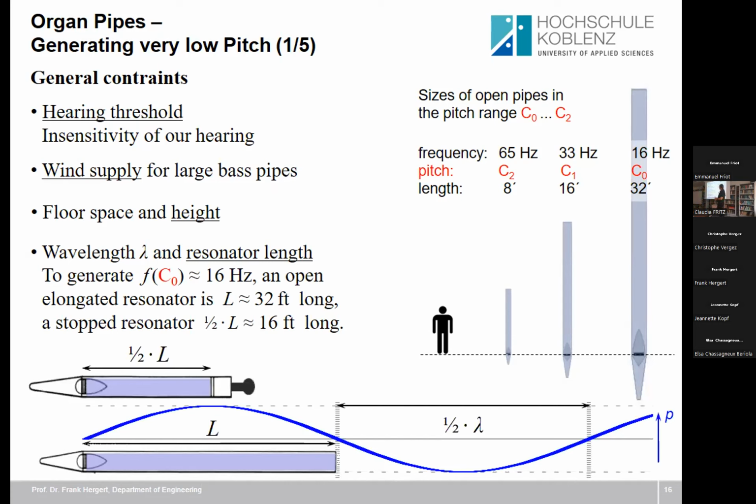And the last here is a typical textbook drawing where you see the blue is the pressure distribution within a pipe. And you see an open pipe at the bottom and a stopped pipe above. Now these are the dimensions.